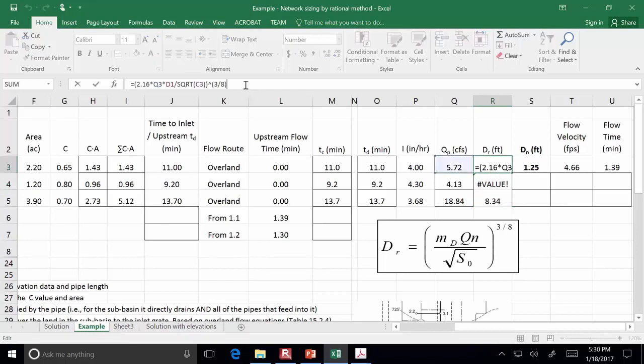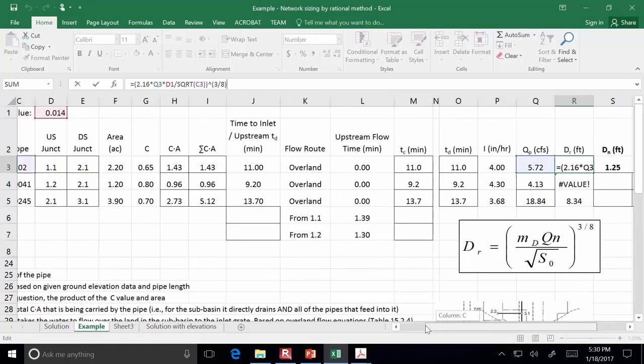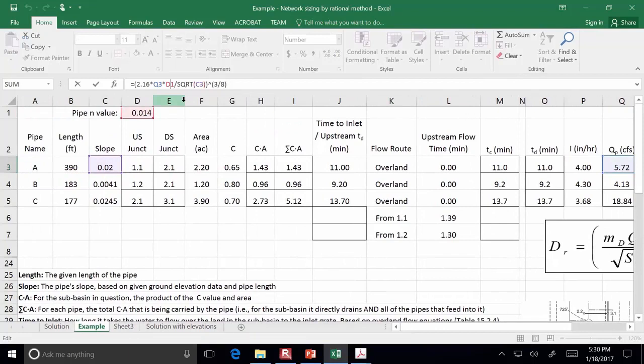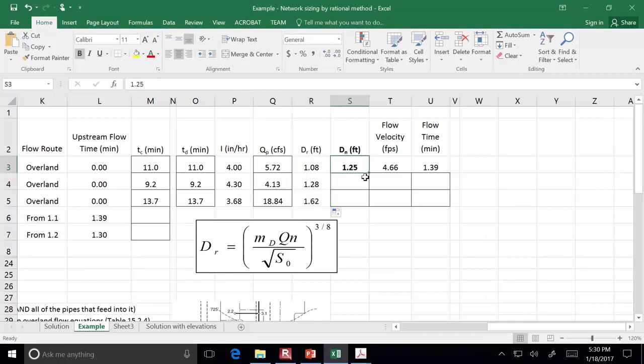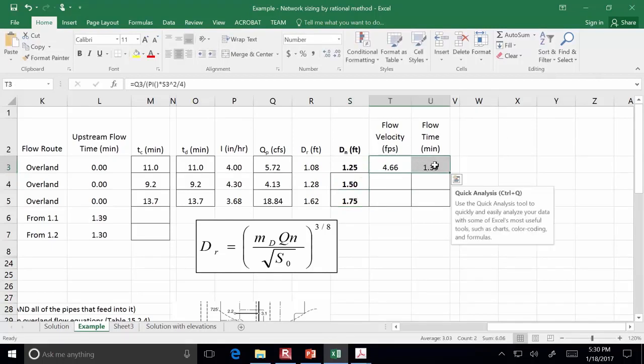Oop, looks like I didn't anchor something that I should have. Yeah. All right, so I'm going to push the F4 button. That'll add the anchors in. All right. So if I drag that down now, I've got some sizes, and then the next largest size would be maybe 1.50. And if it's 1.62, let's say the next largest is 1.75. And so then I can get both the flow velocities and the travel times for both of those.